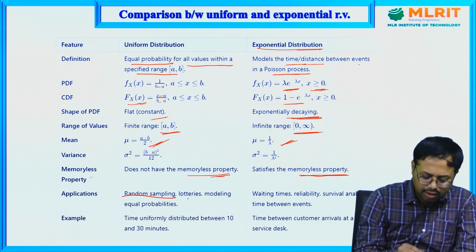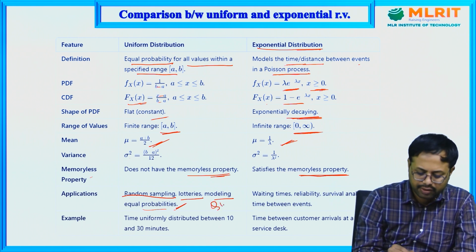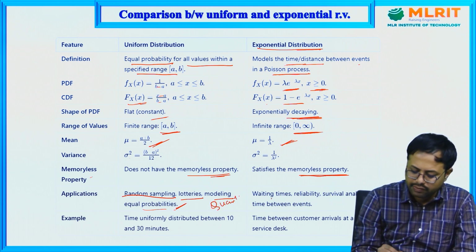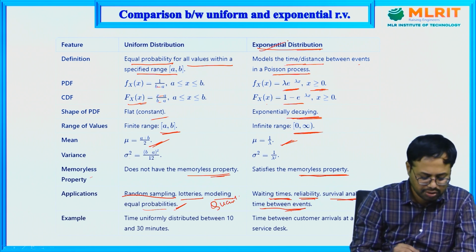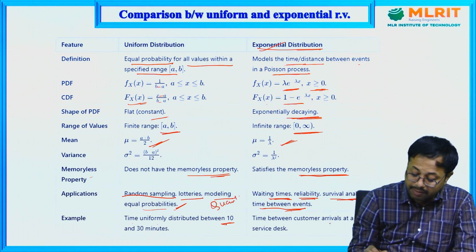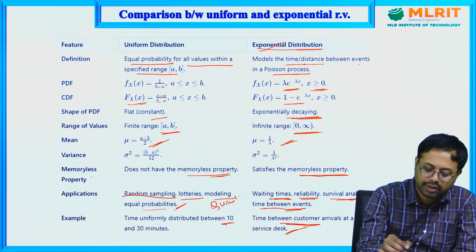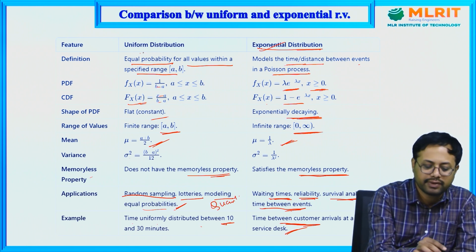Next, applications. Uniform: random sampling, lotteries, modeling equal probabilities, and along with that quantization, which we use in digital communication. Exponential: waiting times, reliability, survival analysis, the time between events. For example, time uniformly distributed between 10 and 30 minutes. Here, the time between customer arrivals at a service, between the events, is exponential. A constant, fixed specified range of the density function is uniform.